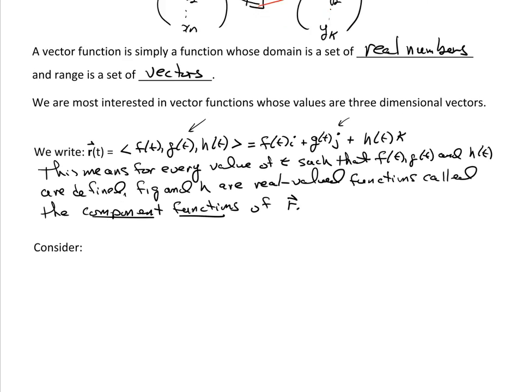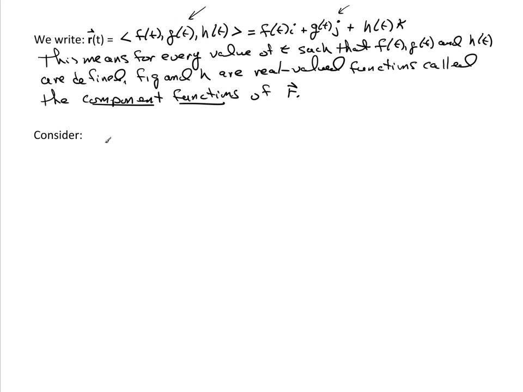Now, consider r of t. Obviously, r is a vector function, equals the square root of t, let me write it in, there we go, 1 over t, t squared. So obviously I'm in R3. And let's think about the domain here. What is the domain of r of t?